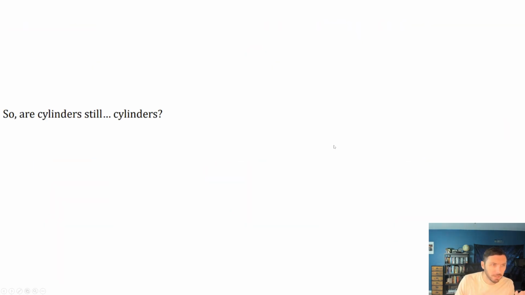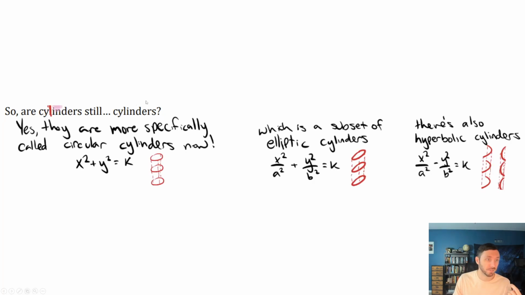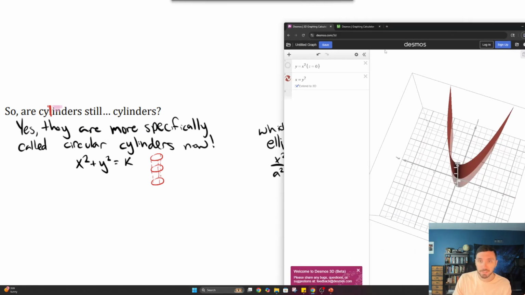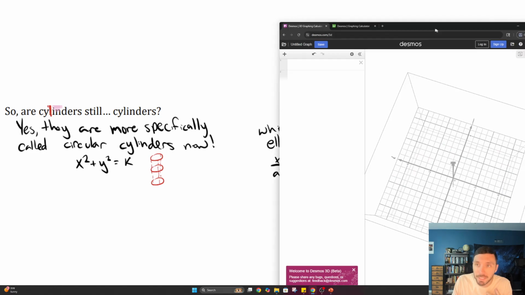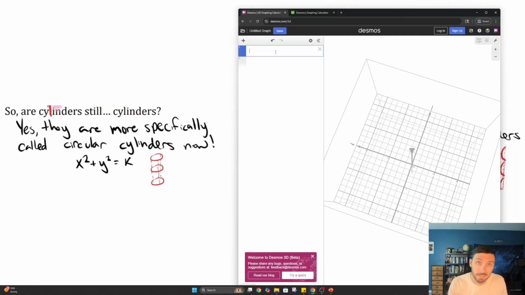So are cylinders still cylinders? Yes. We just call them something special. We call them circular cylinders. So we're just being a little bit more specific now. That's all. It's not that I'm going to be listening to some Math 2 geometry students in the hall talking about cylinders, and I'm like, hey, you guys really got to specify what kind of cylinders you're talking about. Eventually in Calc 3, we call them... I mean, shut up, dude.